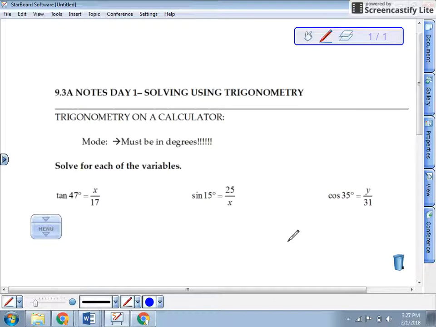We're going to be doing most of it on a calculator. Make sure you're in degree mode on your calculator. And if you're not sure about that, we can cover that in class.